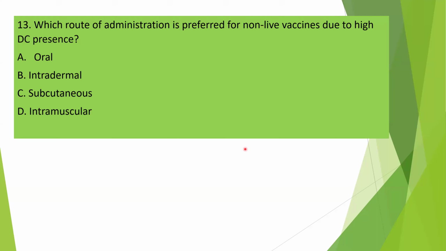Which route of administration is preferred for non-live vaccine due to high dendritic cells present? Dendritic cells are the cells which first attract the antigens, which is a preferred route for non-live killed vaccine. Intradermal. Yeah, I would not say it is wrong, but we'll come to that later.